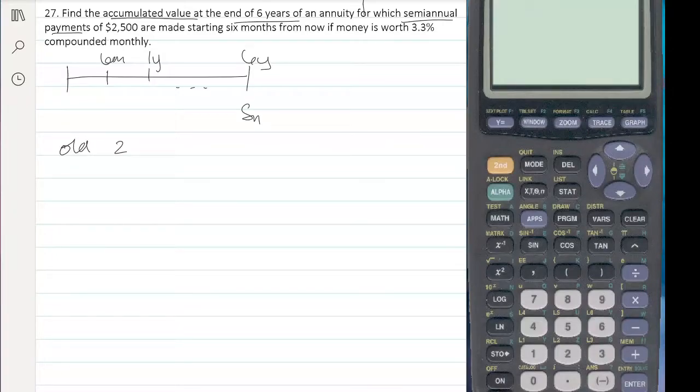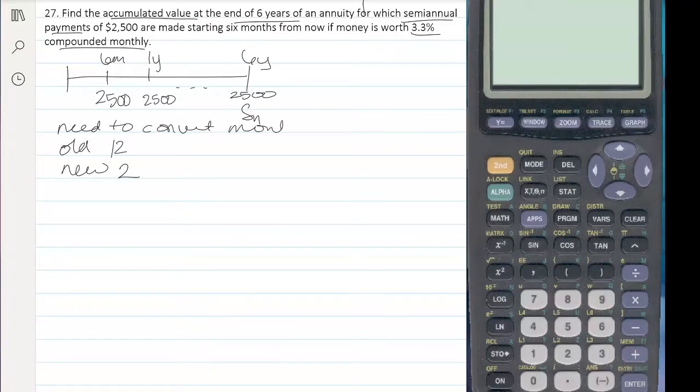And the payments are made not now, but 6 months from now. So we have one here, and one here, and the money is compounded monthly. So that's our problem. Our old frequency is 12, and our new frequency is going to be 2 because we're converting monthly to semi-annual. So our old is 12, our new is 2, so that tells us that y is going to be 12 over 2, so 6.